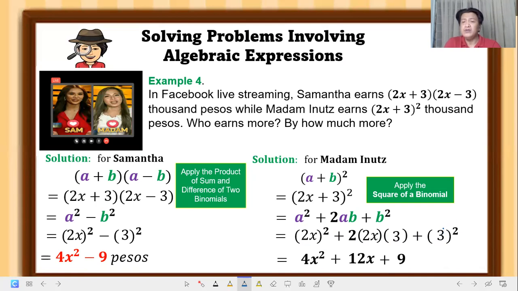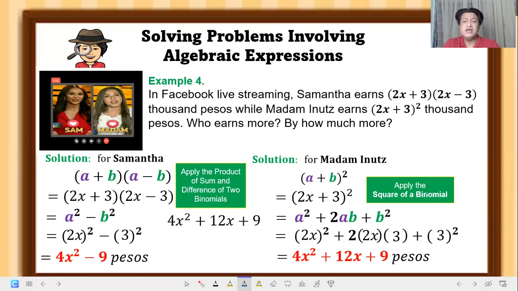Okay, common error, no? Do not multiply 3 times 2. Wala pong rule. Kaya 3 raised to 2, ibig sabihin, no? Kaya 9 po yan. And therefore, we have 4x squared plus 12x plus 9 pesos. Ito po yung na-earn ni Madam Inut sa pag-Facebook live streaming. So, paano natin malalaman yung sagot dito sa who earns more doon sa ating na-solve kay Samantha at Madam Inut? Okay, so to determine this, we have to subtract. Isusubtract natin yung na-earns ni Madam Inuts, that is 4x squared plus 12x plus 9. Subtract natin yung kay Samantha. And that is 4x squared minus 9 pesos.